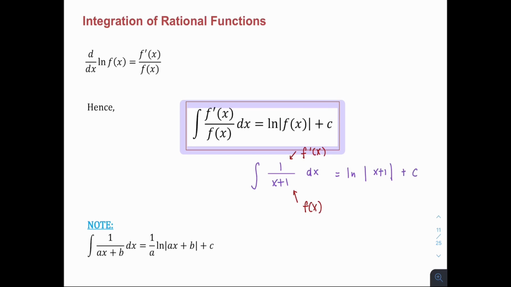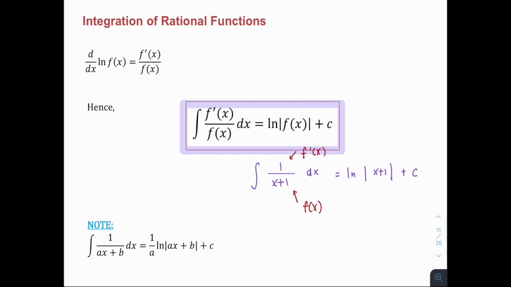And one question here, why is there a modulus here? It's because we cannot ln a negative value. So later on, if there is a limit for you to sub in, after you sub in the limit, if the number here becomes a negative value, you have to modulus it and make it a positive value. Alright? So that's how we make use of this formula.